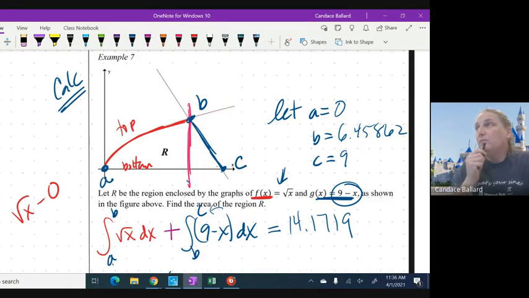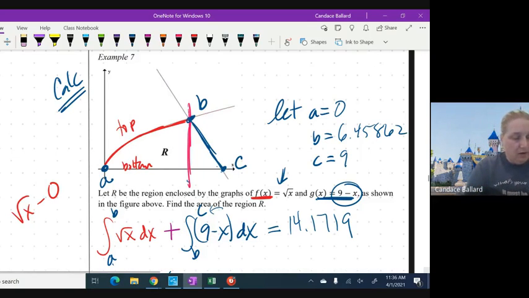Give me a smiley face in the chat if you're ready to go on spring break. That was the fastest thing you all put in the chat the whole period.